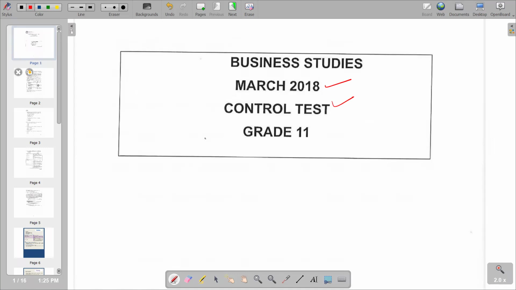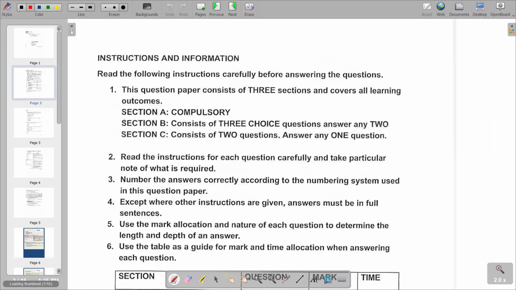We are given instructions that are going to be important. We are going to look at instruction number 1, which reads that this question paper consists of 3 sections and covers 4 learning outcomes. So we've got section A, which is going to be compulsory. We also have section B, which consists of 3 choice of questions, answer any two.